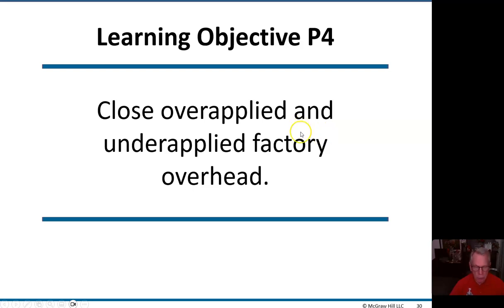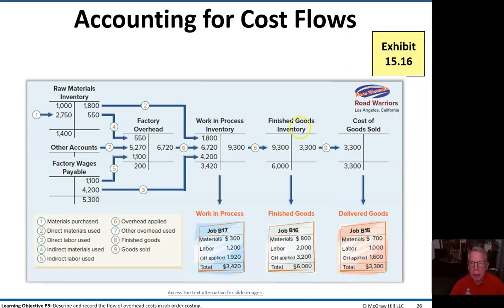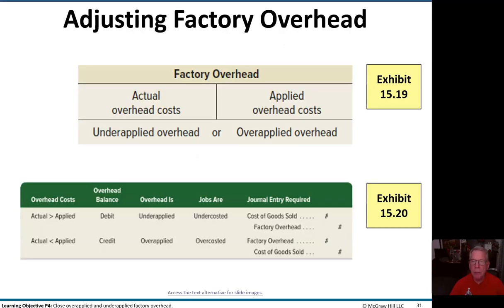Now, you'll remember that way back we had that $200 debit balance in factory overhead. Here's our actuals, those are debits, and here's what we applied, which was 67. So we didn't apply enough to use up that $200. So we are what's called under applied overhead. So let's look at that.